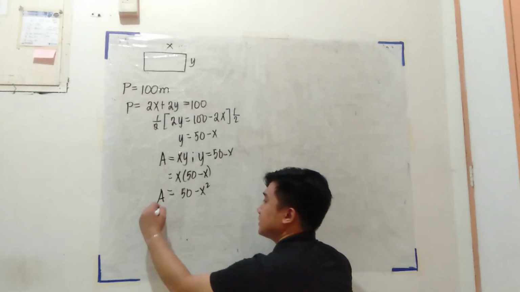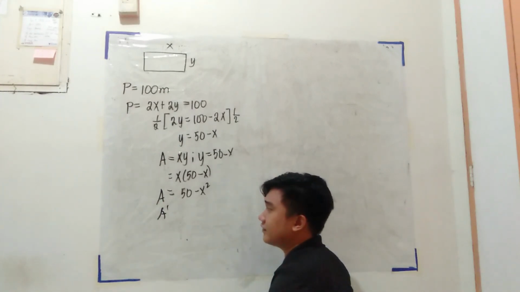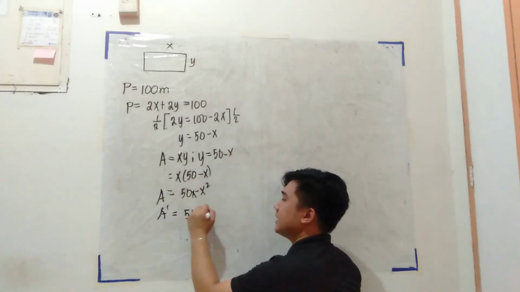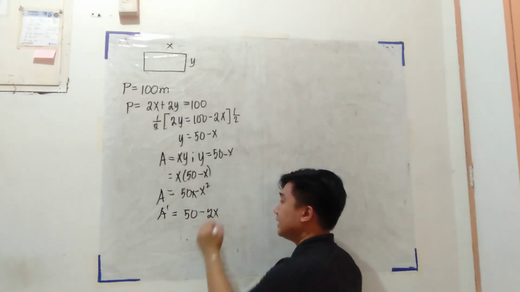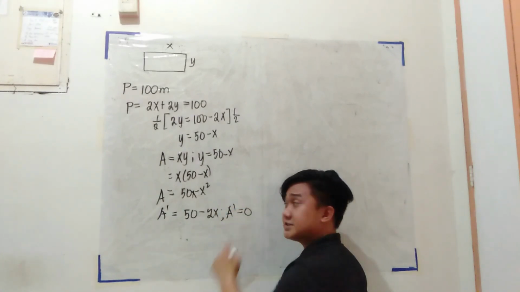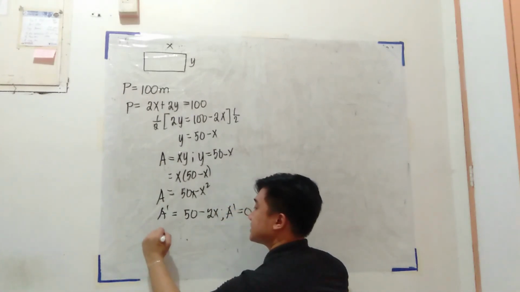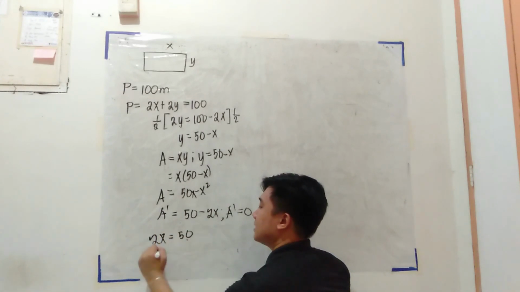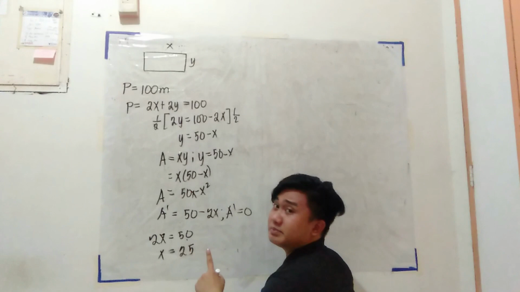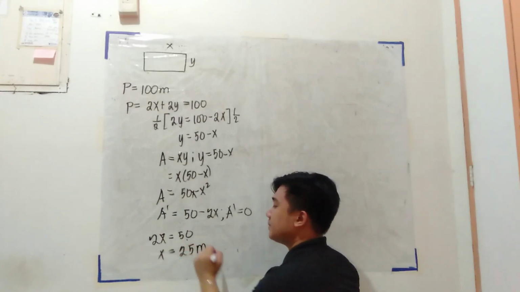Okay? So, kukunin ko ang derivative nito. Sorry, this is 50x. This is 50 minus 2x. And then, set A prime to 0. 'Di ba? Yun yung third step natin. So, 2x is equal to 50. X is equal to 25. Okay, 100 meters ng fence, eh di ito ay 25 meters.